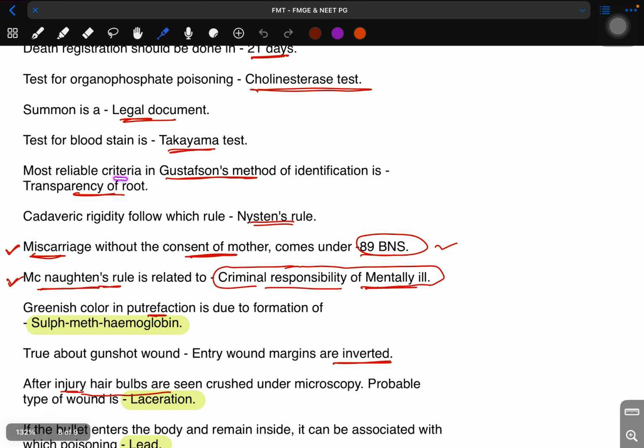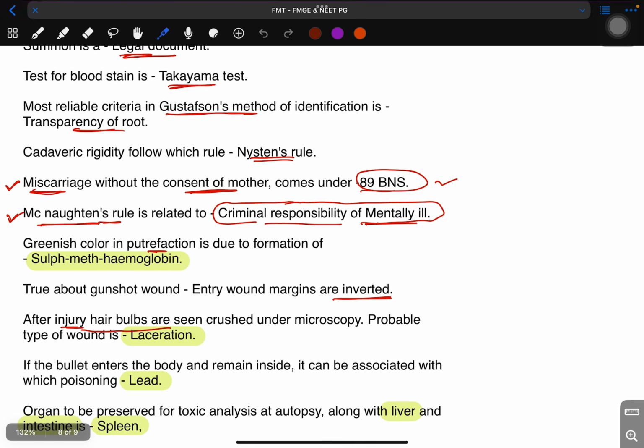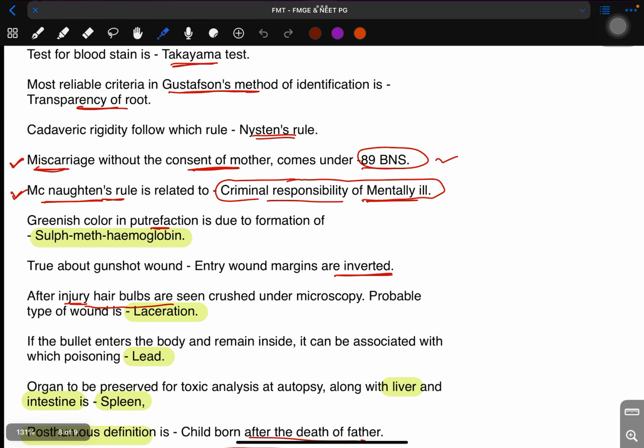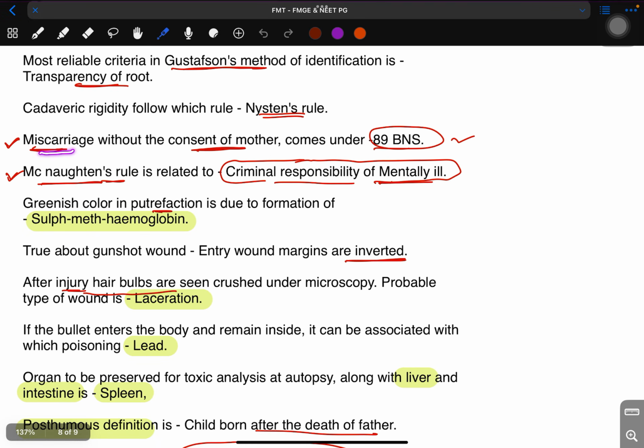Most reliable criteria is Gustafson's method of identification, and we can use this with the help of transparency of the root. Cadaveric rigidity follows which rule? It follows Nysten's rule, like the 12-hour rule, which I've already studied. Miscarriage without the consent of the mother comes under 89 BNS.